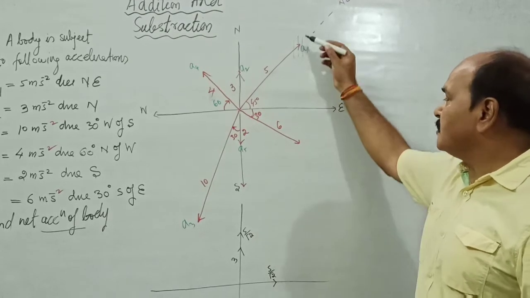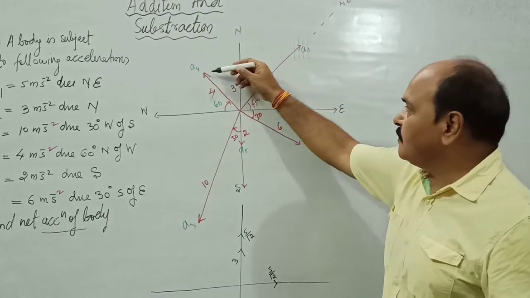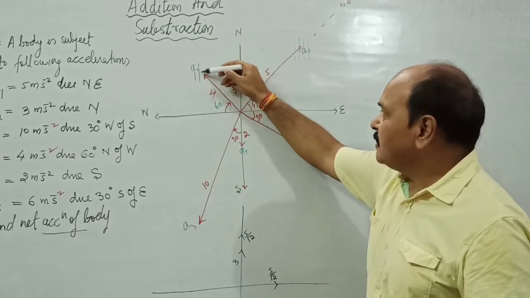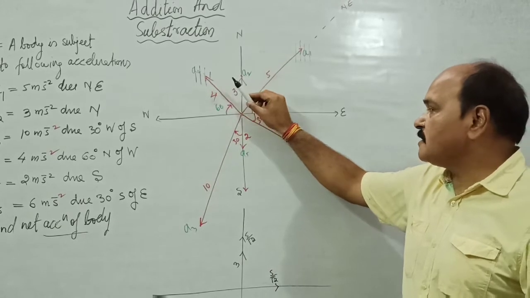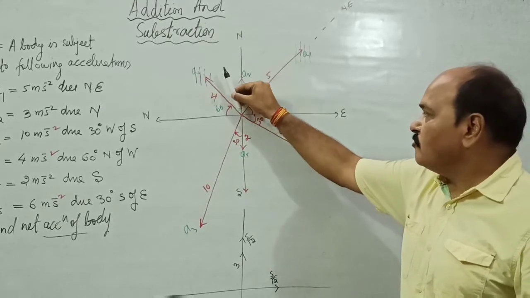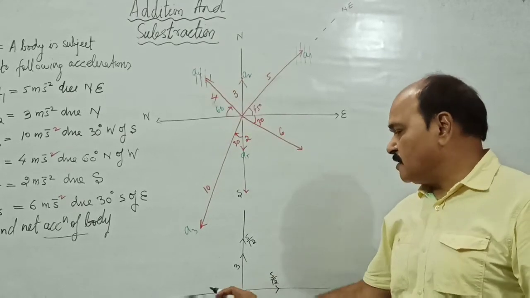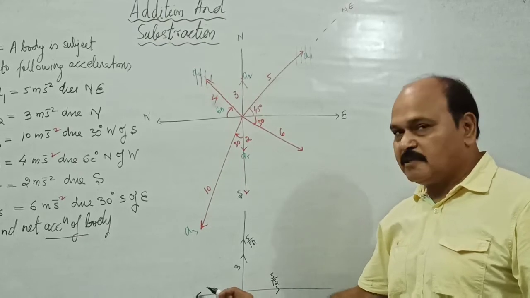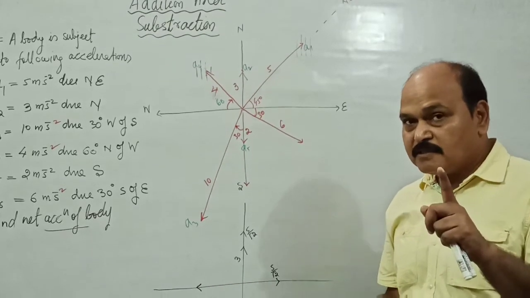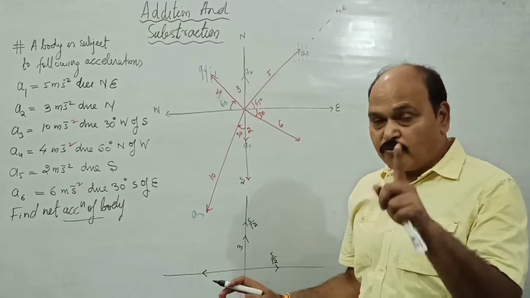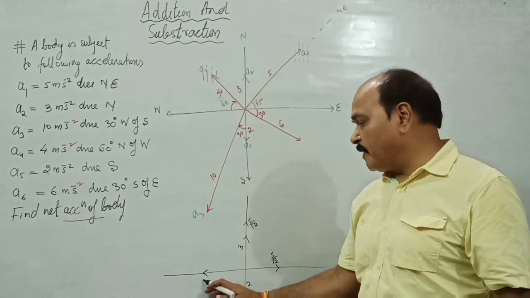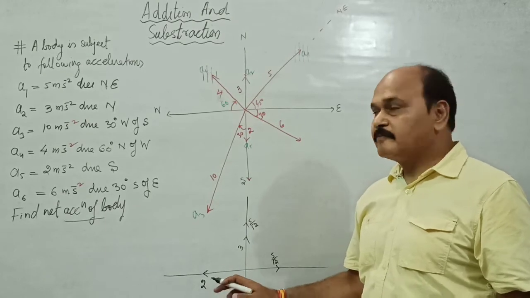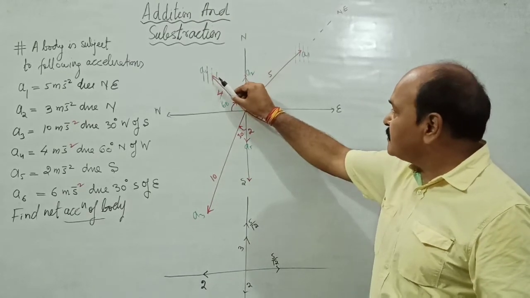Well, so this vector is resolved. Now look at this vector. This vector has magnitude 4 and it is at an angle 60 degrees from west. So what are its two components? 4 cos 60. Cos 60 is half, so it becomes 4 by 2, that is 2. And then 4 sin 60.